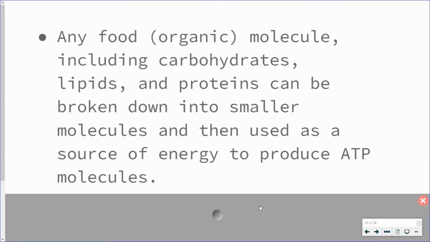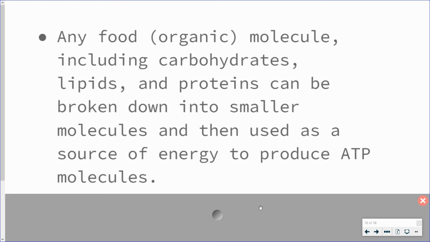Again, the foods we eat, the carbohydrates, lipids, and proteins, can be broken down into smaller molecules. Again, glucose. And then used as the source of the energy for cellular respiration in order to make those ATP molecules. We get most of our carbohydrates from grains. We get sugars too. But your starches, your sugars, those are your carbohydrates. They have to be broken down into glucose.